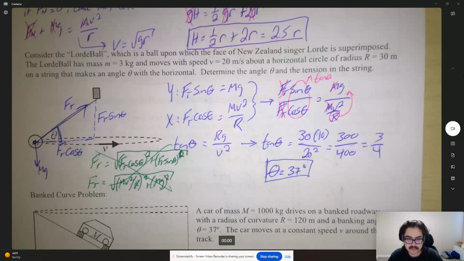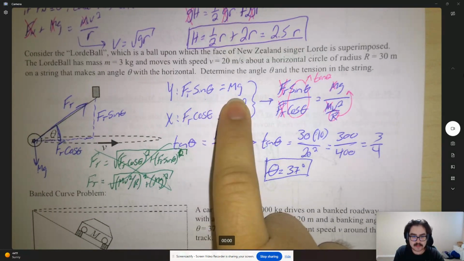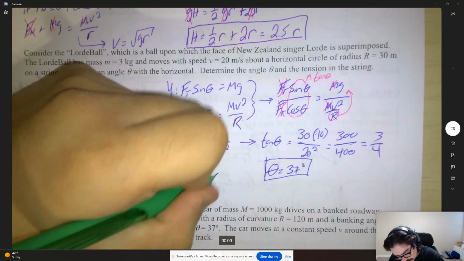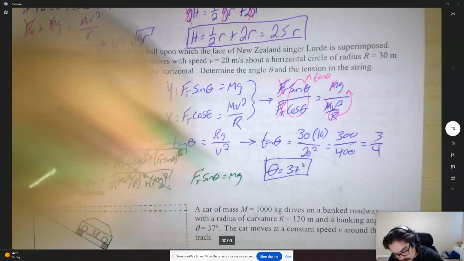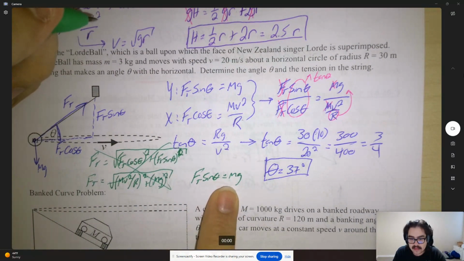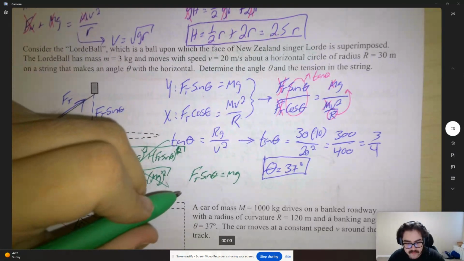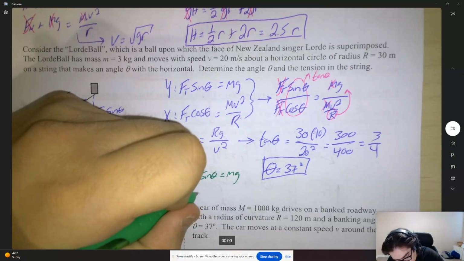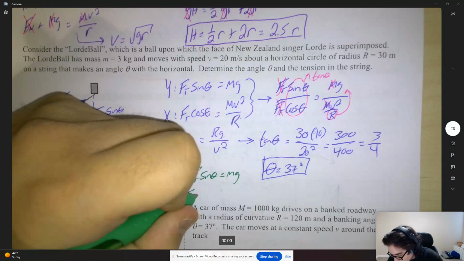Here's actually the best way to do it. Take this expression up here at the top, Ft sine theta equals mg, and then plug in everything. You know what theta is, you know what m is, you know what g is. Just plug in everything and get Ft by itself. That's the easiest way to do it. So you would get Ft sine theta. Sine of 37 is going to be 3/4.